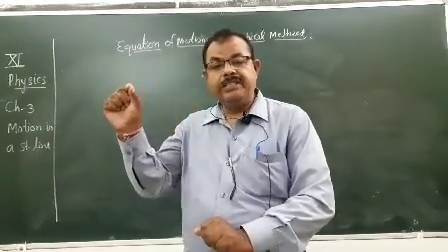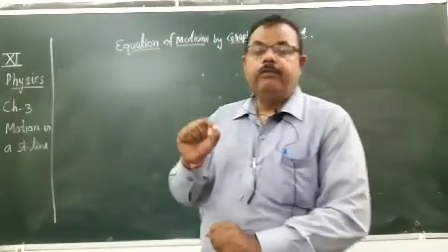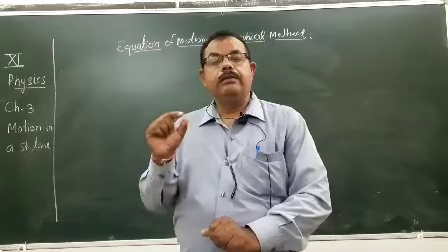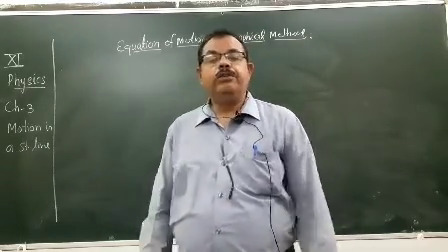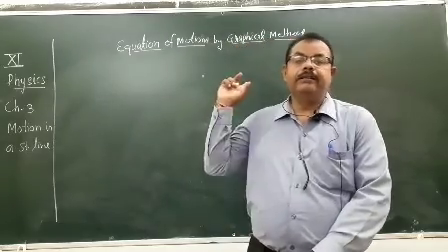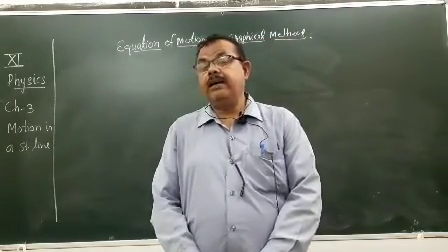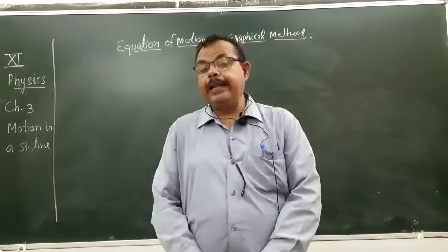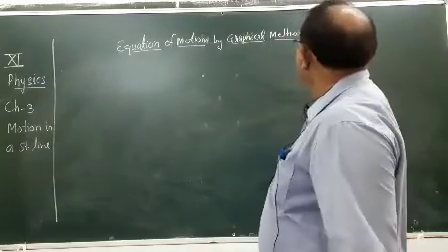v equals u plus at, s equals ut plus half of at square, v square equals u square plus 2as. So all these equations we can derive by this method. In previous video I have derived these equations by calculus method, okay. So what is this method?